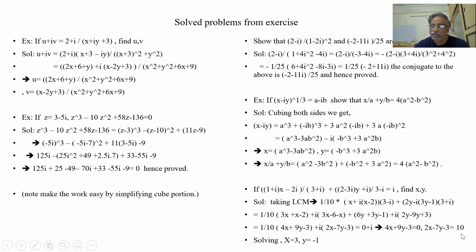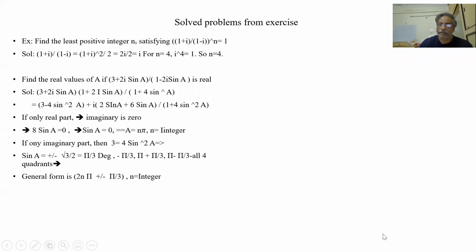So here is 1. Here 1 by 10 is there in the denominator, so this 10 has come to the other side. So 10 into 1 is 10. Here the real portion is 0, so 10 into 0 is 0. So let us see another problem, the last problem of this exercise.